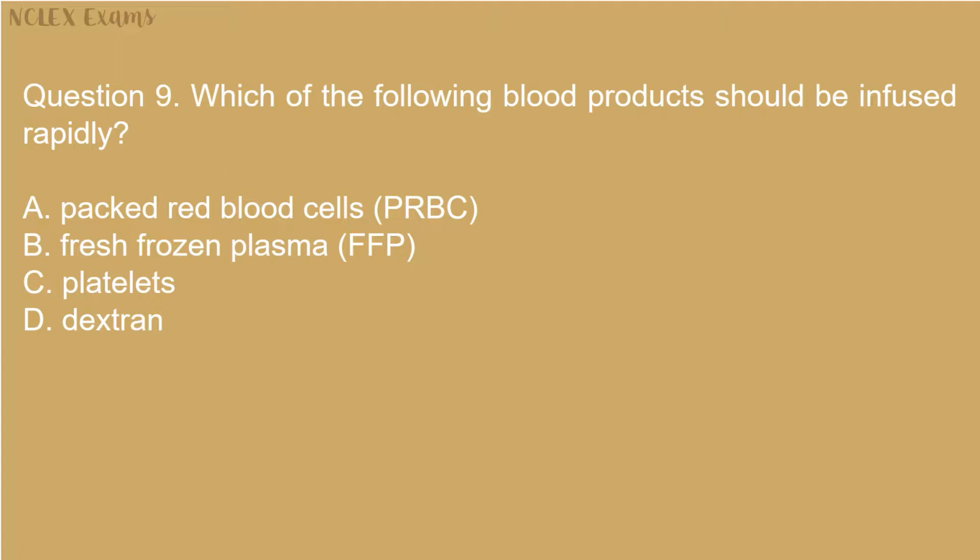Question 9. Which of the following blood products should be infused rapidly? A. Packed red blood cells, PRBC, B. Fresh frozen plasma, FFP, C. Platelets, D. Dextran.